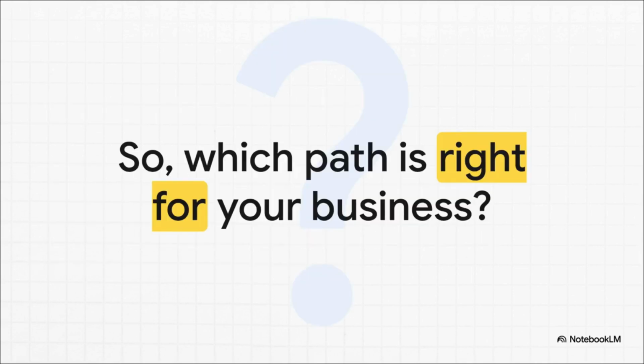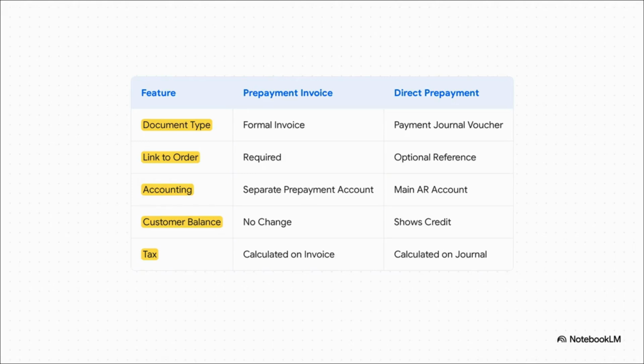Okay, so there you have it. You've got the structured, control-focused formal route on one hand and the flexible, speed-focused direct route on the other. 2 different philosophies, 2 different workflows. So the big question is, which one is the right tool for your business? Let's figure that out. Let's put these 2 head-to-head so you can really see the difference. First, check out the document type, a formal invoice versus just a simple payment journal voucher. And the link to the order. It's required for invoices. The system makes you do it. But for direct prepayments, it's just an optional reference you can add.